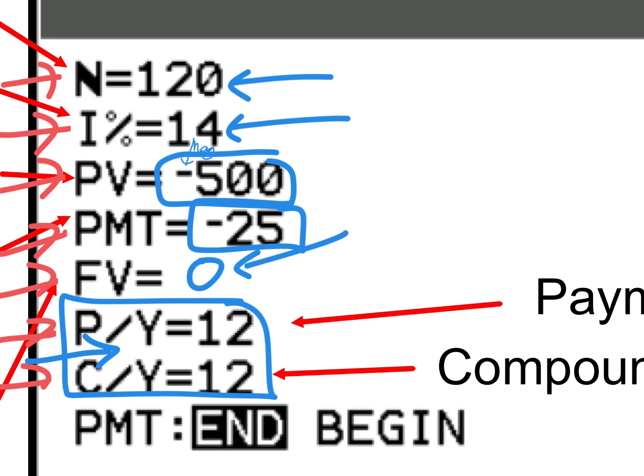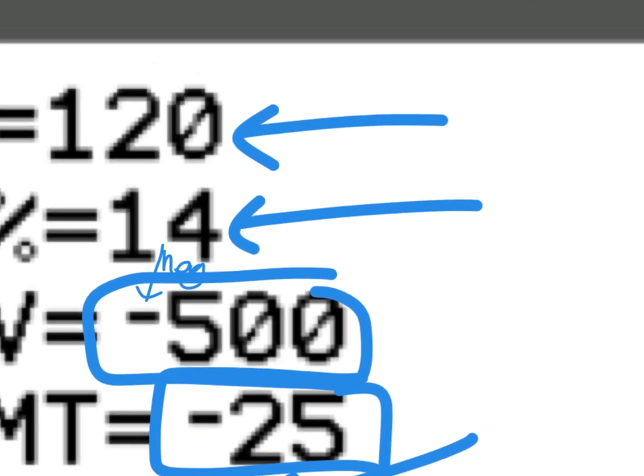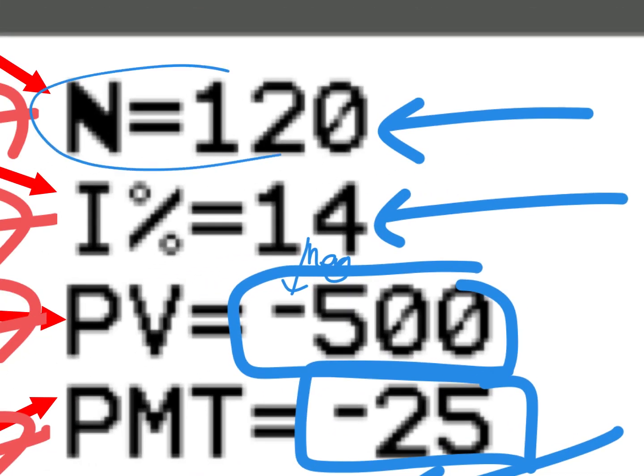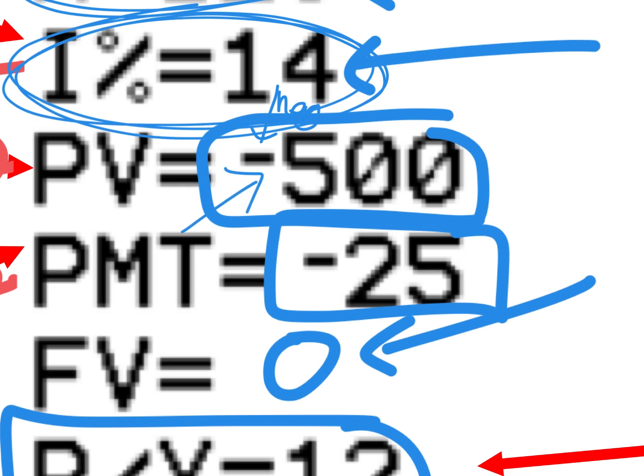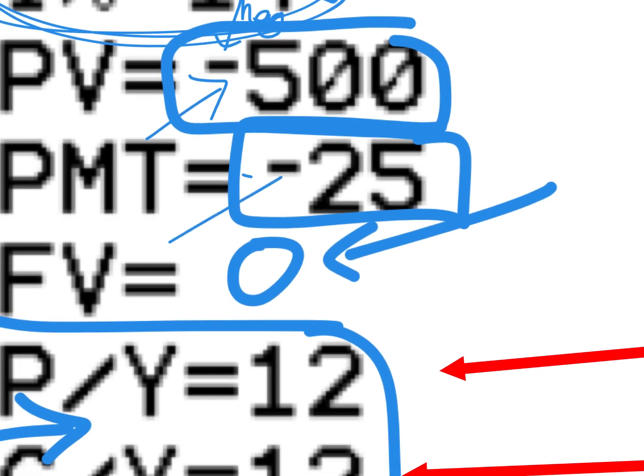So we are back from lunch, and a quick reminder, N is the number of payments, okay? And that's 12 times 10 is 120, that'd be 12 years. 14% interest. This is negative because it comes out of his checking account and goes into an investment. This is also negative because he's making payments at 25 bucks a month for it to grow over time.